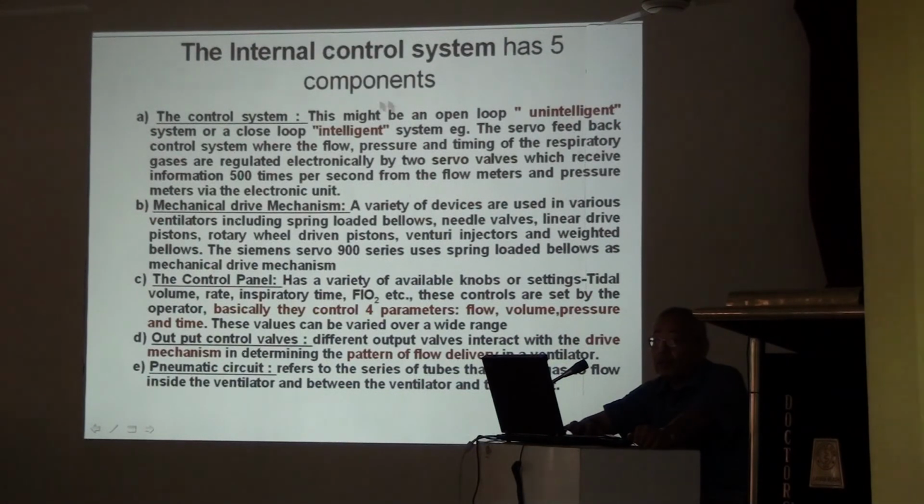But I am only highlighting this: in most of the ventilators, the data acquisition is done at 500 times per second. So it's a very fast rate. Nowadays, most of the ventilators kept here pick up data 32,000 times per second. That means one breathing cycle is split up into small components. Those signals are plotted inside the RAM and handled by the computers. Because of digitization, it is possible. Now, the mechanical drive mechanism. A variety of devices are used in various ventilators, including the spring-loaded.